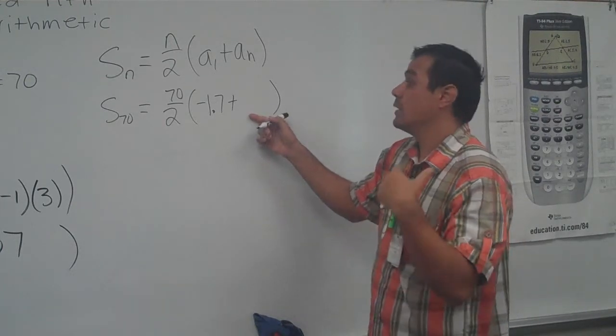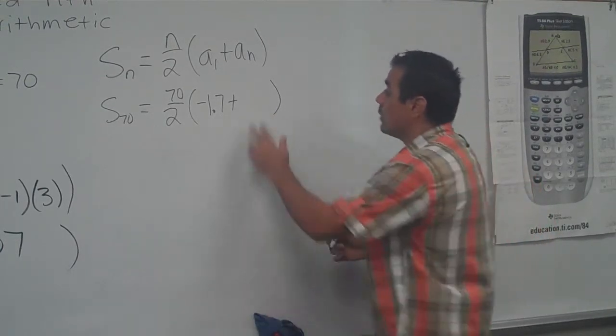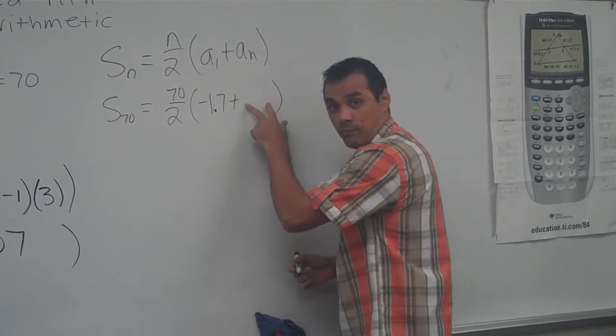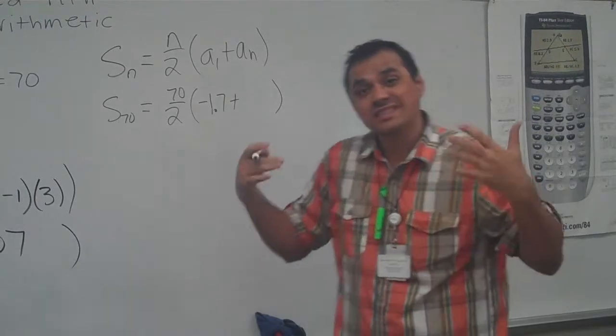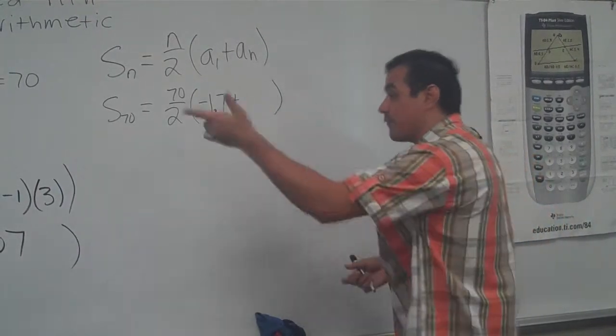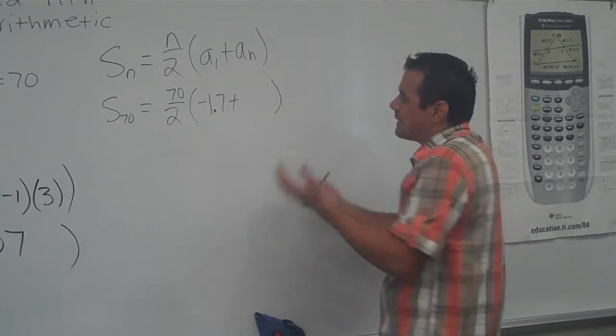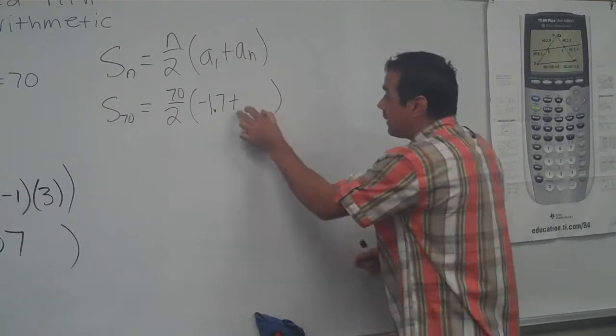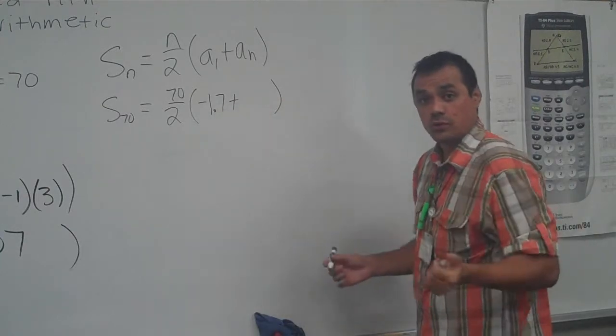Now, I know I saw this mistake. Be very careful. This is not 70. This is the 70th term, right? So we have to find the value of the 70th term so that we can plug it in here. That's why the first formula was a better choice for this problem, because now what we have to do is find the 70th term first, plug it in, and then finish. So let's go ahead and do that.